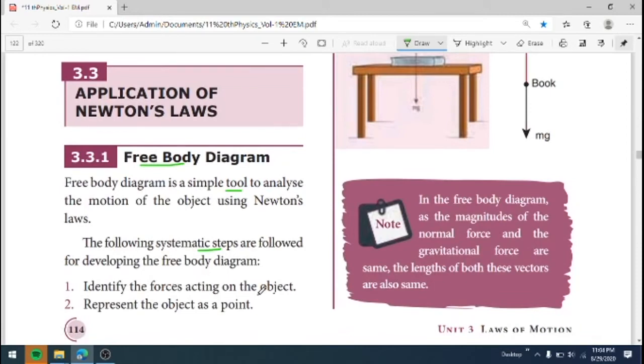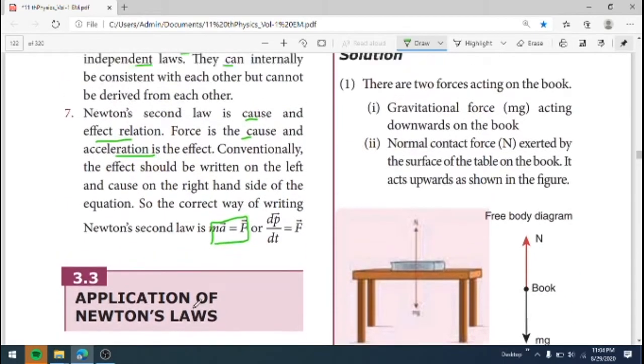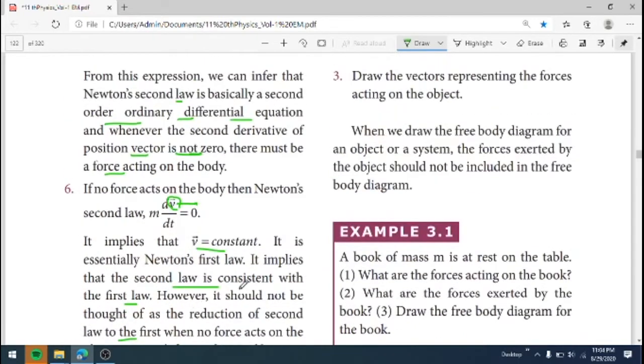ஃபஸ்ட்டு நீ ஒரு பாடியில் ஆக்ட் ஆகிற ஆப்ஜெக்டில் ஆக்ட் ஆகிற ஃபோர்ஸஸ்லாம் என்னன்னு நீ முதல்ல ஐடென்டிஃபை பண்ணிக்கணும். அடுத்து அந்த ஆப்ஜெக்டை நீ ஒரு பாயிண்ட்டாக ரெப்ரசன்ட் பண்ணிட்டு, அதுக்கப்புறம் தேர்ட் பாயிண்ட்ல வெக்டர்ஸை நீ ட்ரா பண்ணணும். வெக்டர்ஸ் டு பி ட்ரான் விச் ரெப்ரசன்ட்ஸ் த ஃபோர்ஸ் ஆக்டிங் ஆன் த ஆப்ஜெக்ட். இதை நம்ம ஒரு எக்ஸாம்பிளில் படிக்கும்போது இன்னும் கிளியராக.